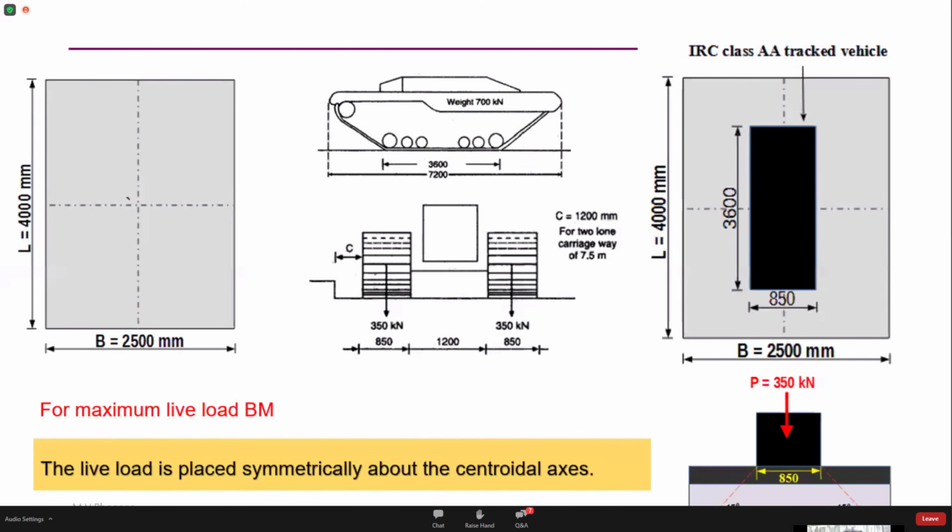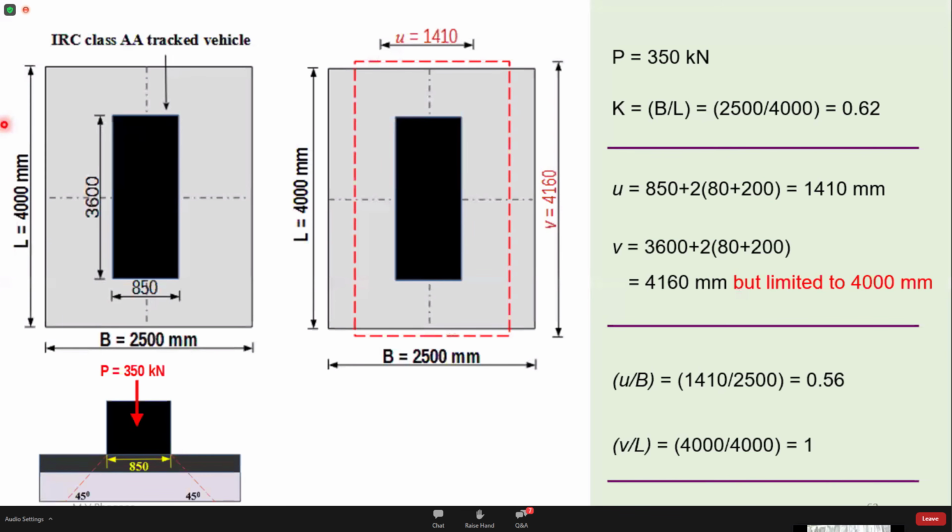So once I place this, I'll just work this out. I'm taking forward the same diagrams here. I have this wheel load, and this is the dispersion. I'll try to solve this. So P is 350 kilonewtons. K is the aspect ratio B by L, that is 0.62.